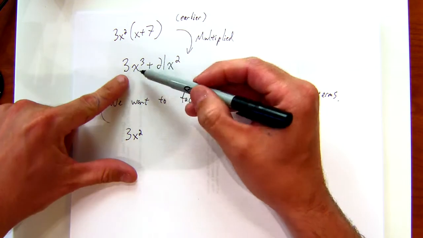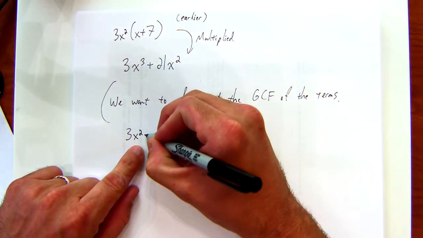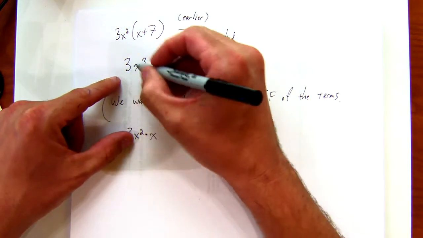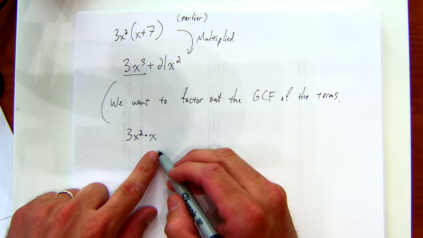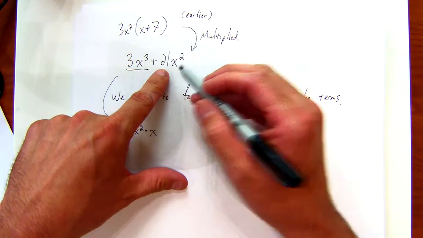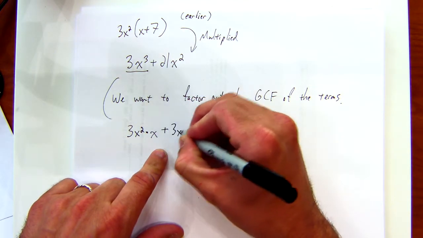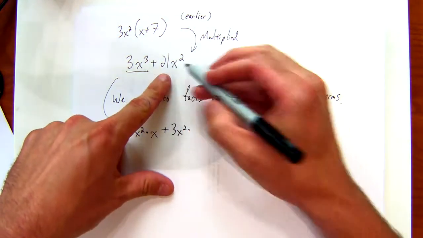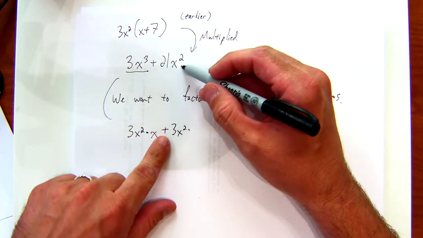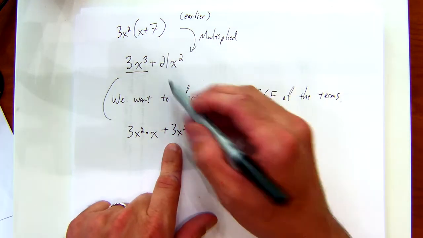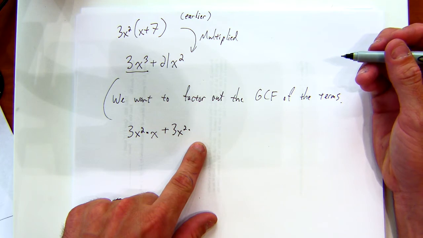Now what would I have to multiply 3x squared by to get 3x cubed? So an x. So notice all I did first was I rewrote this as 3x squared times x. Now write this one as 3x squared times whatever it needs to be times. So what would this have to be multiplied by to get 21x squared? 3x squared times what will give me 21x squared? 7.